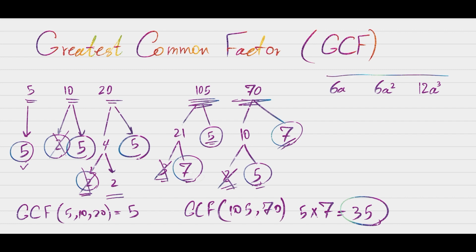More complicated example. Here we have the three monomials 6a, 6a squared, and 12a cubed. So we've got now a variable involved, and we need to break these monomials down first by looking at these constant coefficients. So first we will look at 6, 6, and 12. Then we will look at the variables for a.